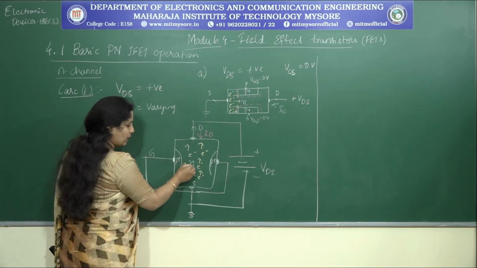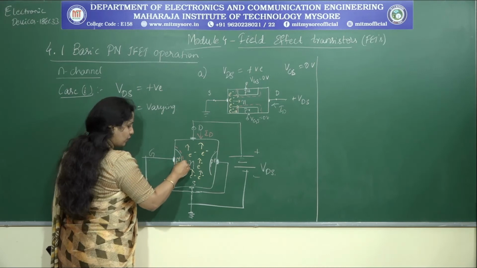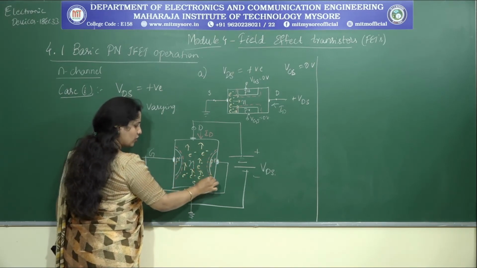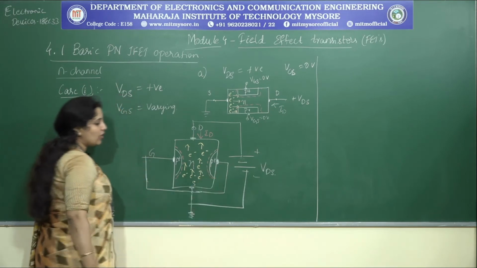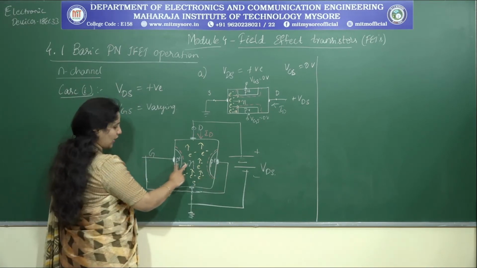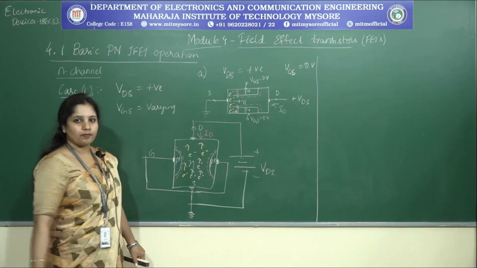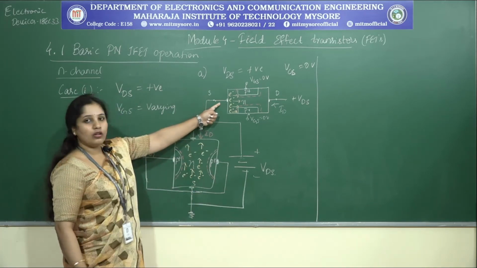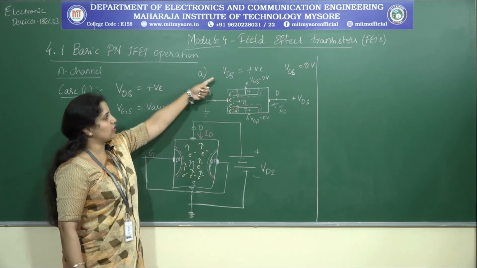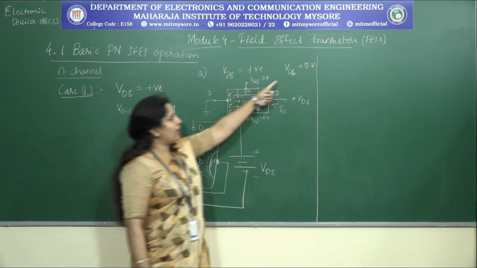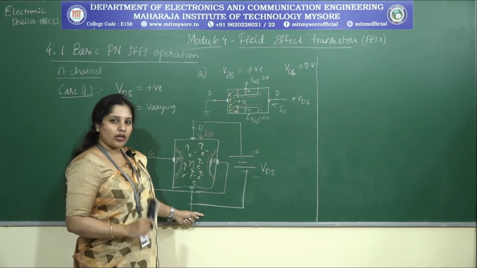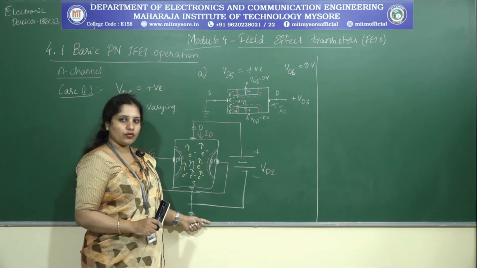Whenever I consider a P plus N region, don't ever forget to represent the reverse bias junction, or simply the PN junction that exists between the two different kinds of semiconducting materials. Done? And this is the case for the first scenario, which is when the VDS is positive and VGS is 0 potential. I hope all of you understood the basic working principle of this.